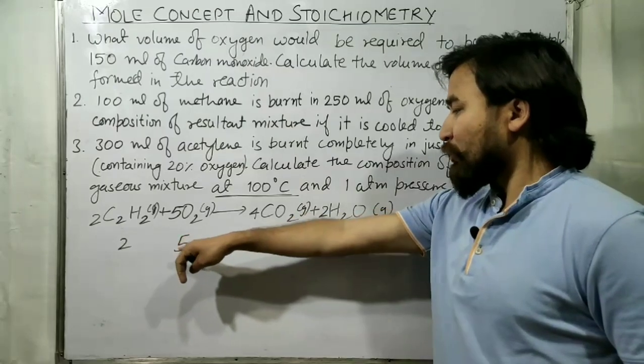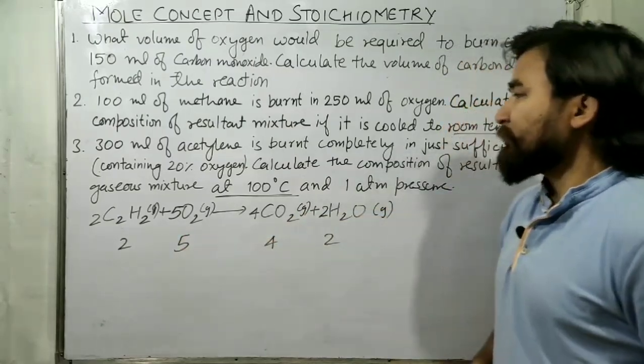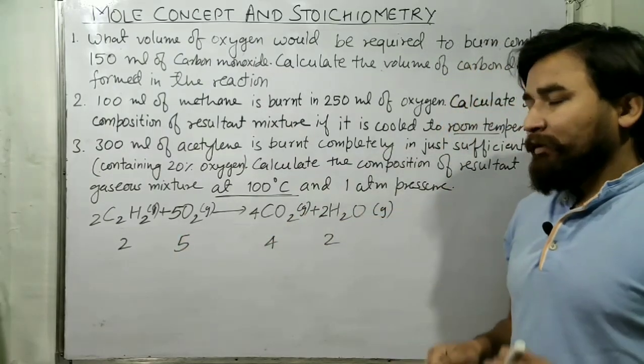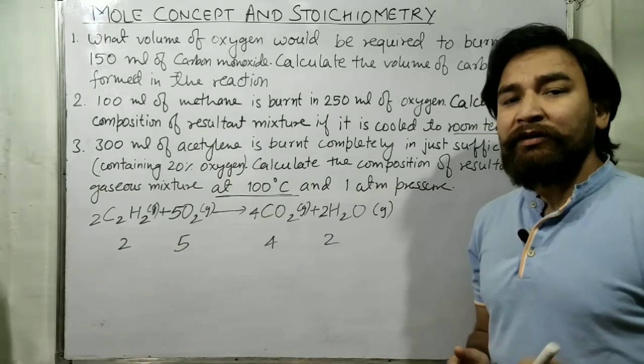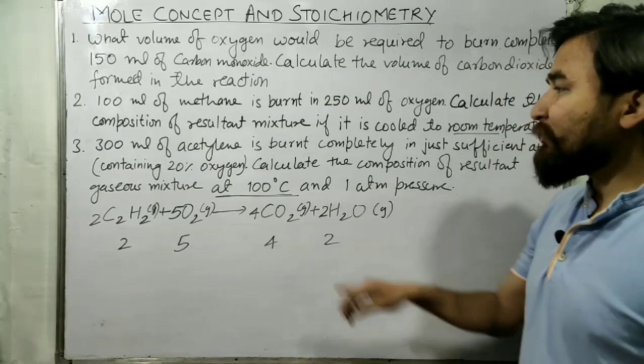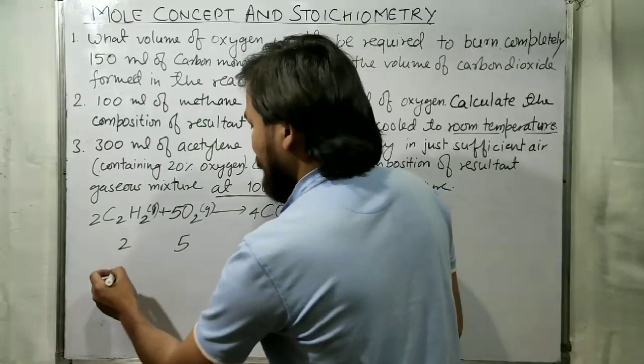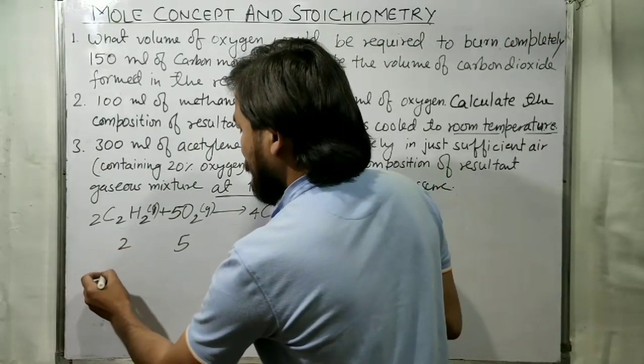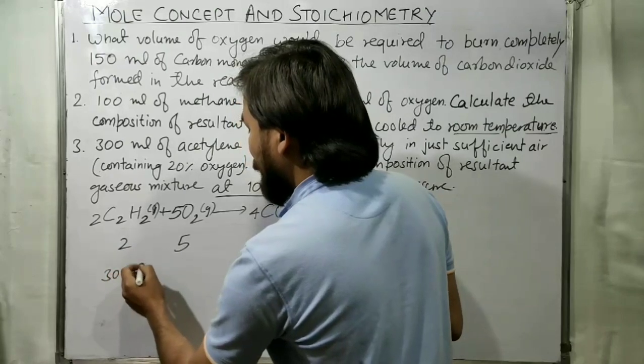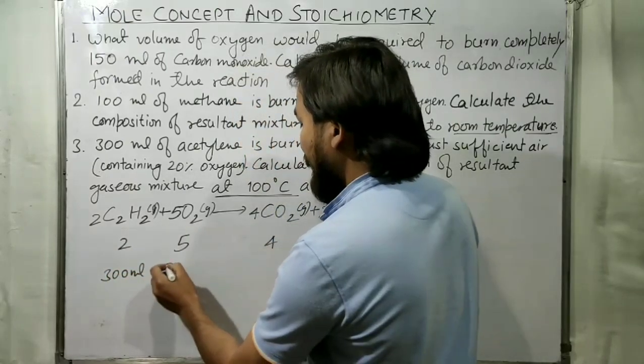That will be 2:5:4:2. So we have to calculate the composition of the resultant mixture. So first of all we have 300 ml of acetylene. So let us say the volume of oxygen be x ml.